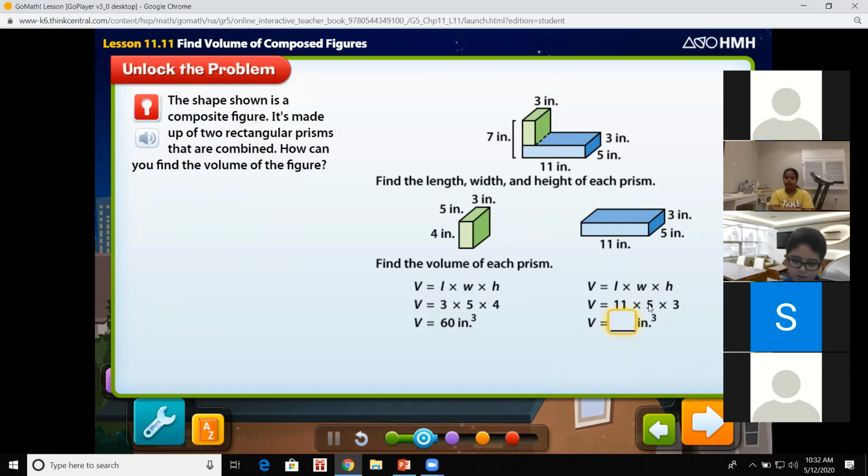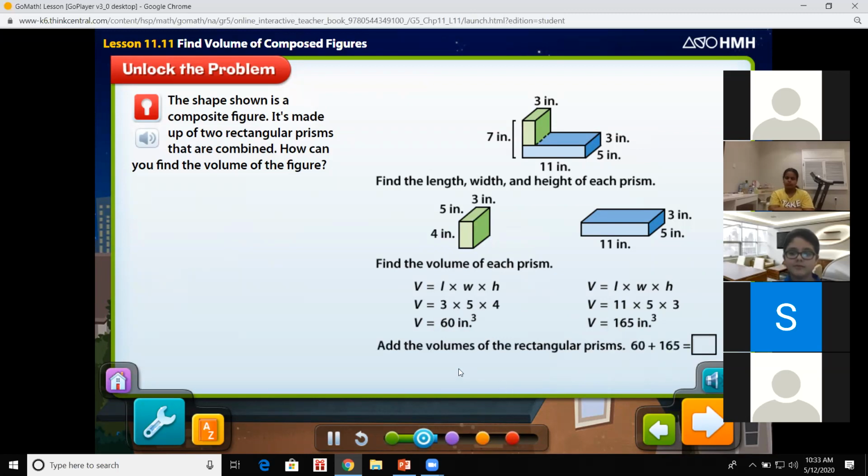Okay, no problem. Say quickly, otherwise the answer will come. 165. Yes, very good. The volume of the prism on the right is 165 cubic inches. Finally, add the volumes of the rectangular prisms.